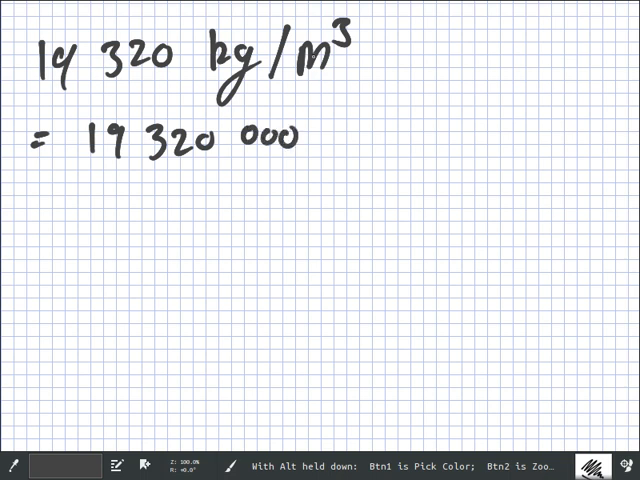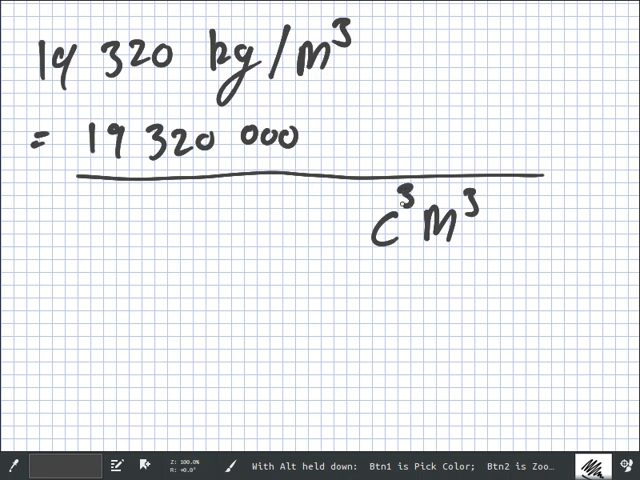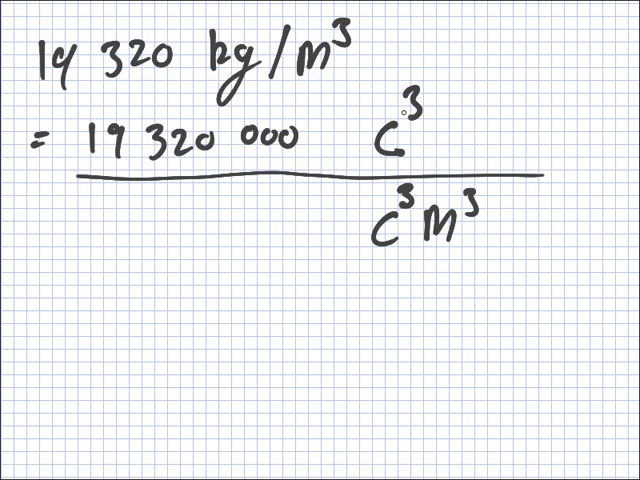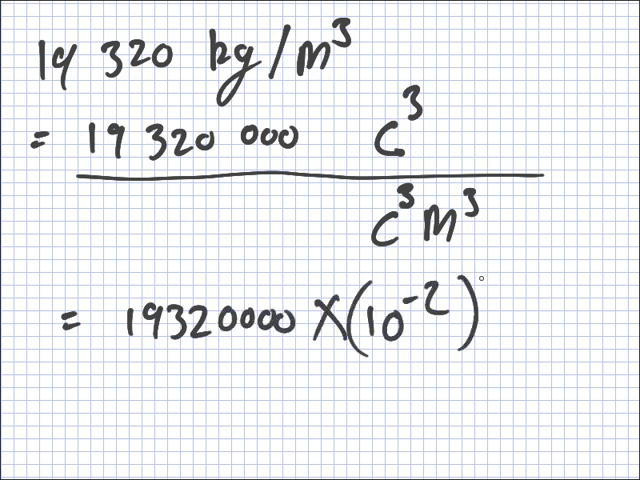1, 2, 3. And then what do we do here with meter cubed? Do we want meter cubed? No, what do we want? Centi cubed. And how big is centi? 100. Yeah, 10 to the power of minus 2, isn't it? So this would be 19,320,000 times 10 to the minus 2 cubed, grams per centimeter cubed.